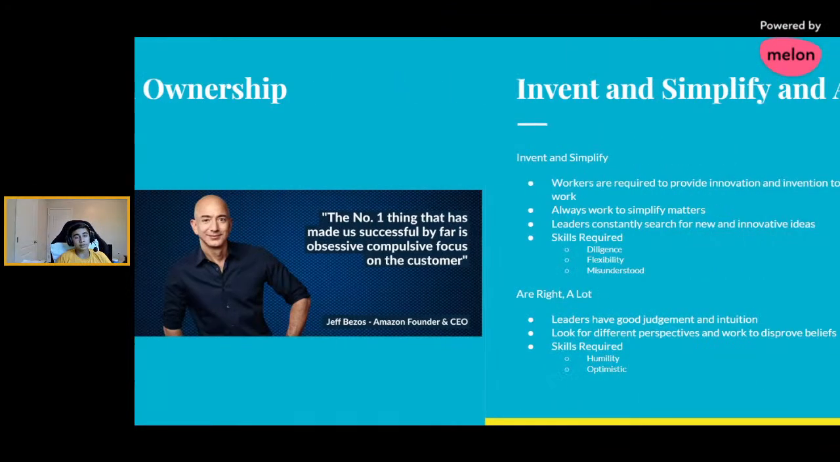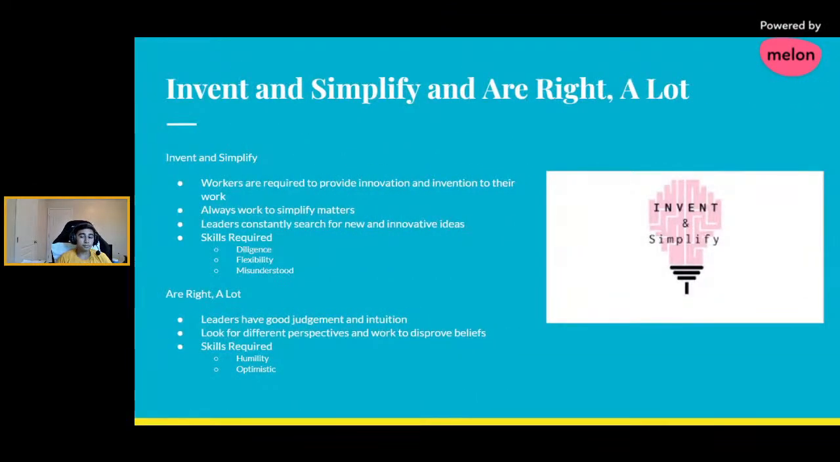All right, invent and simplify, and all right a lot. So invent and simplify is where workers are required to provide innovation and invention to their work. They always work to simplify matters, and leaders are constantly searching for new and innovative ideas. The skills required for this are diligence, flexibility, and the ability to be misunderstood. Because as we talked about, being misunderstood is not always a negative and can end up being a good thing.